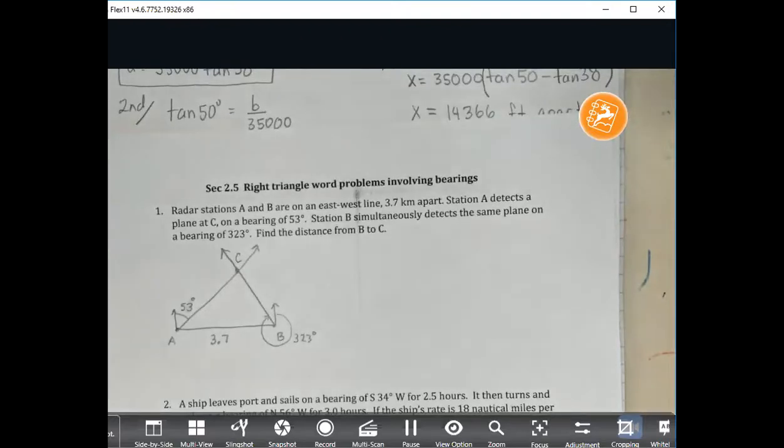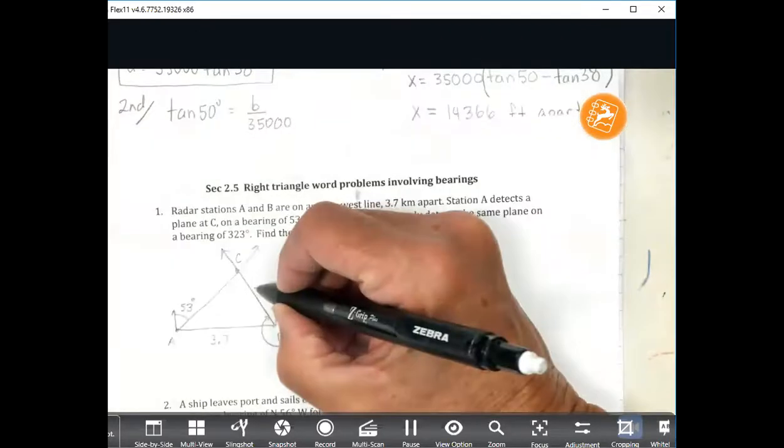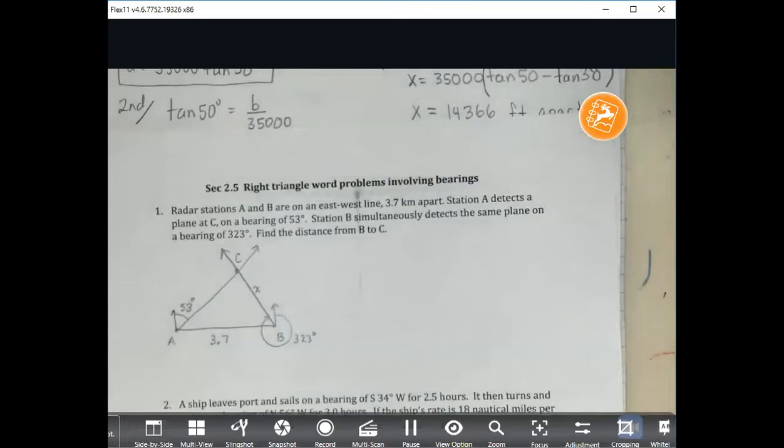And we are supposed to find the distance from B to C. So I'll put the variable right here. You agree with how I've drawn that? So I said these are going to generate right triangles. My suspicion is that the right angle is right there at C. Let's see if we can verify that.